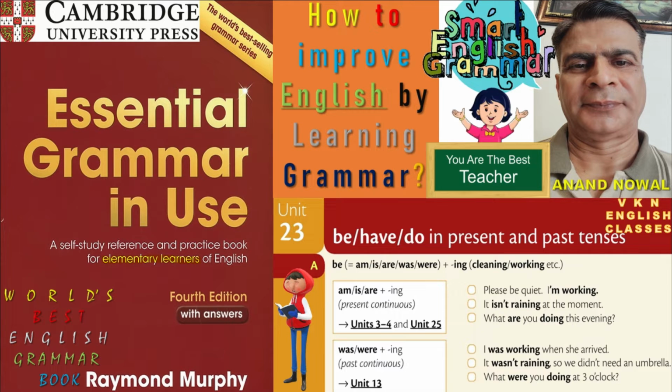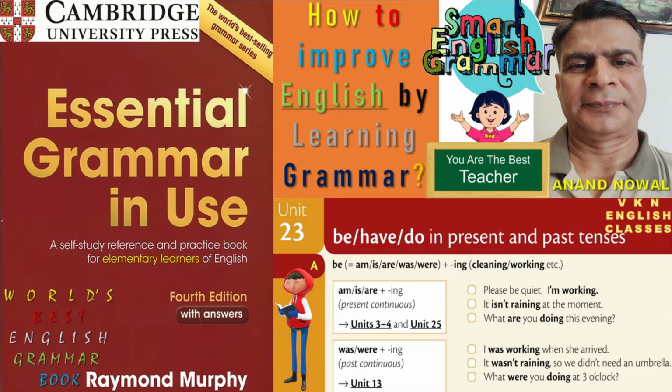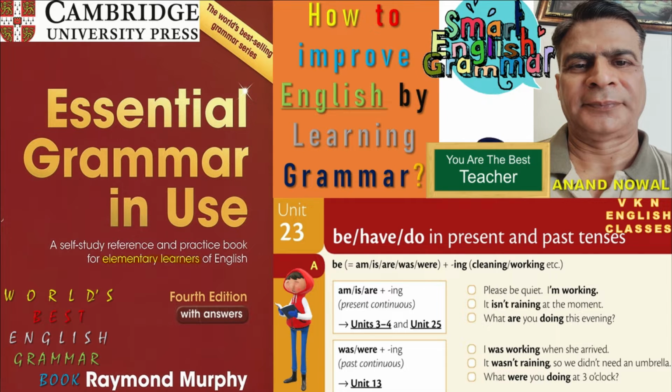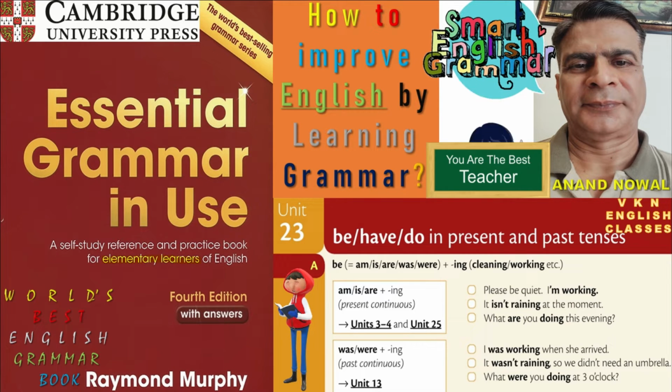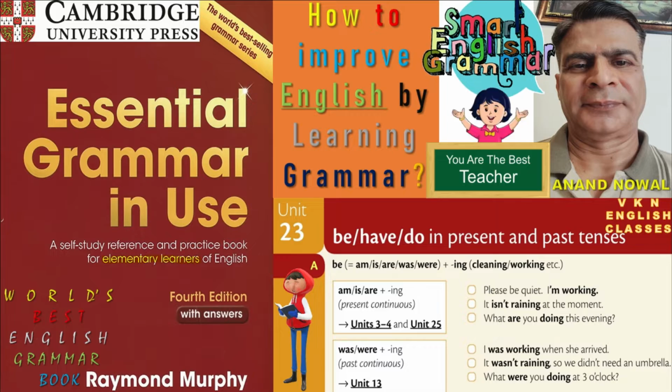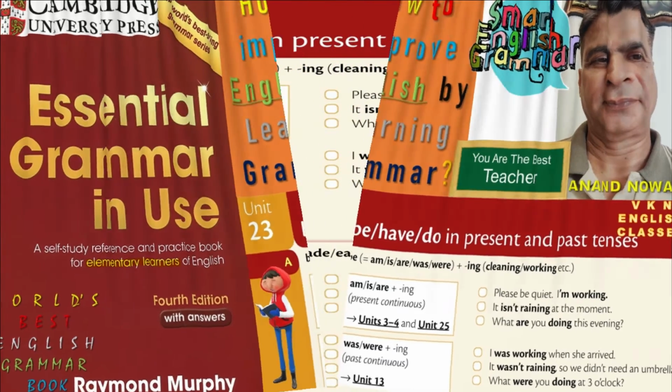In this unit, I am going to teach you how to use be. It means is, am, are, was, were, and have and do in present and past tense in our day-to-day life. So, you should listen and watch this video carefully. Okay, well, let us get started now.